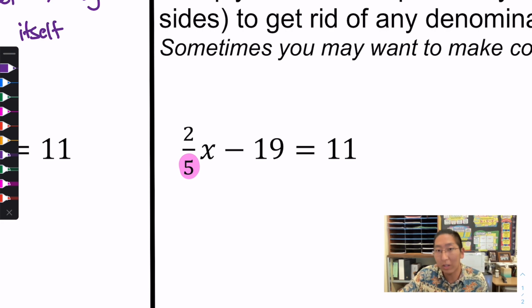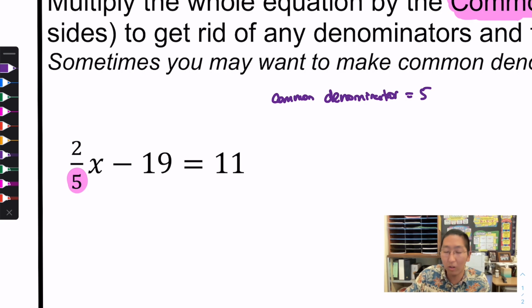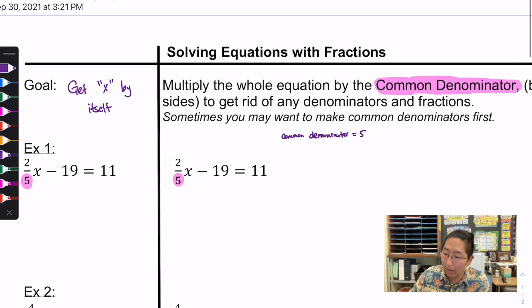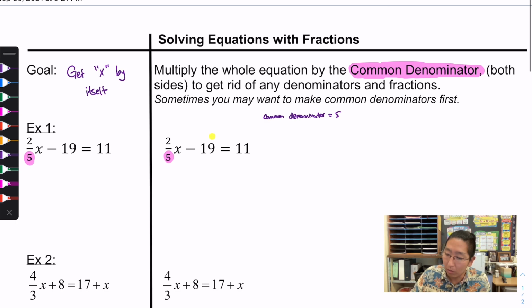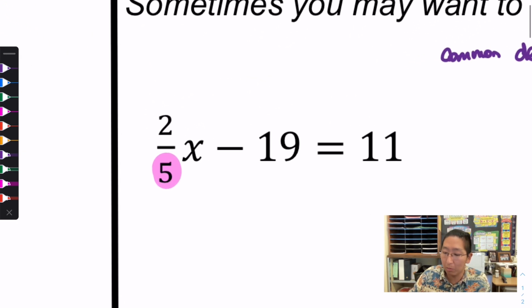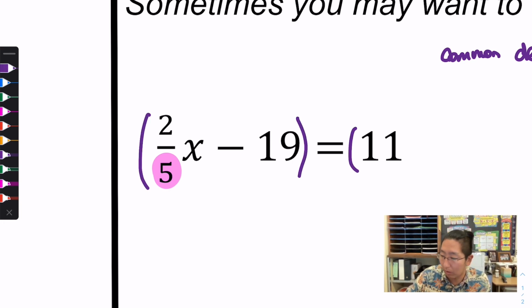So we're just going to write down right here, common denominator equals 5. There is no other denominator. So that's the common one. That's the one they all have the same. And so we're going to multiply the whole equation, the whole entire thing, by 5. Another way we could talk about that is multiply both sides, or the whole thing, by 5.